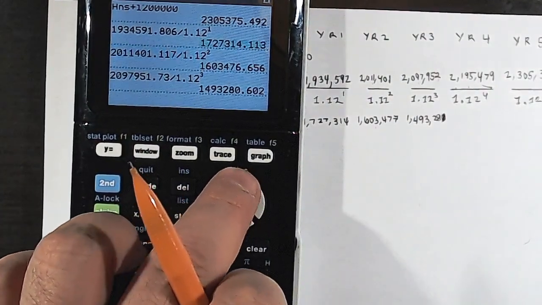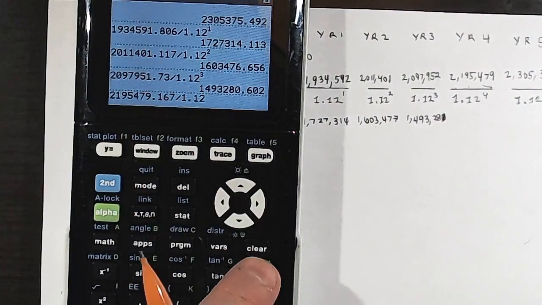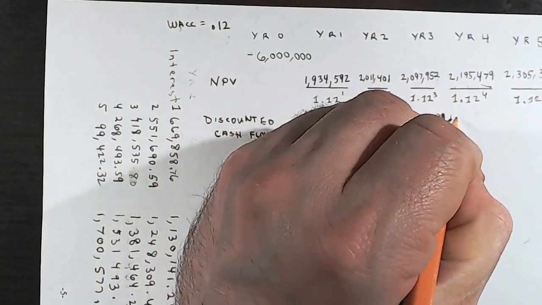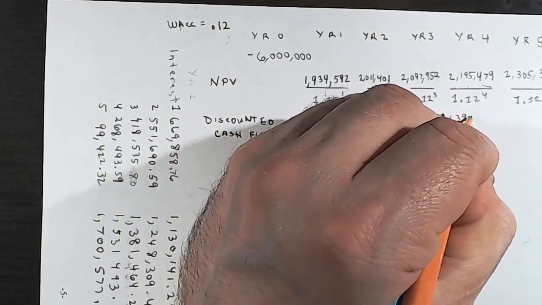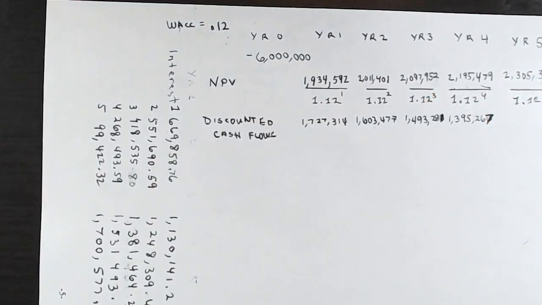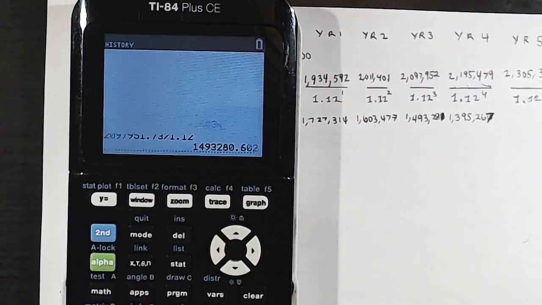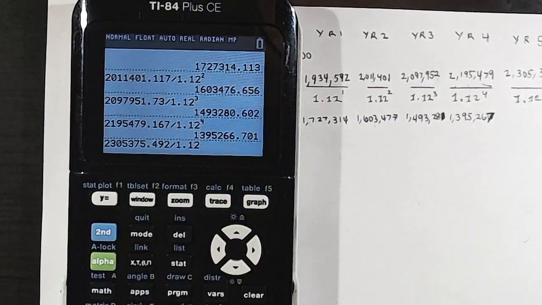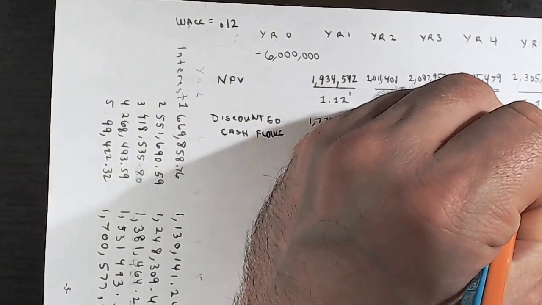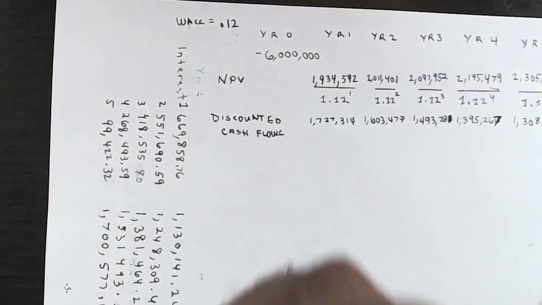And now I go find that 2,195. There it is. Okay, divide that by 1.12 raised to the fourth. All right, and this is 1,395,266. I should say 267 rounded up. And then finally, year five, that's that 2305 number. There it is. Divided by 1.12 raised to the fifth. Okay, and that's going to be 1,308,131. Well, I should round up to 132.